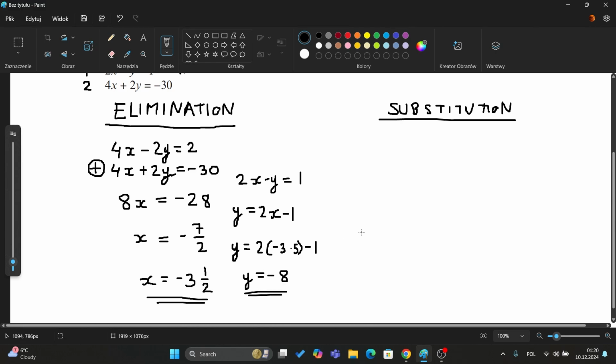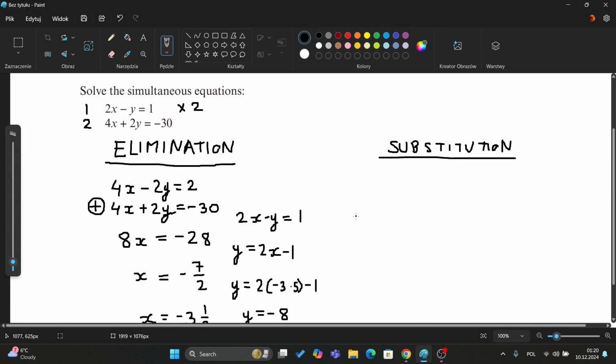Now I'm going to do the same thing with substitution. With substitution, we have to make something the subject to substitute into the other equation. I'm going to use equation 1, so making y the subject will be 2x minus 1. And here we are going to substitute the value of y into 2, so we're going to substitute 1 into 2.